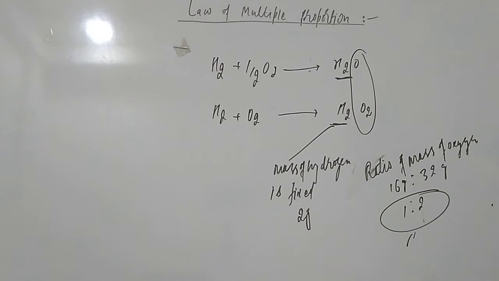So wherever you are solving, the law of multiple proportion is saying that when two elements are combining, in the products you will find more than one compound, where the mass of one element is fixed, but the mass of the other element will be in a simple whole number ratio. So this is all about the law of multiple proportion, student.